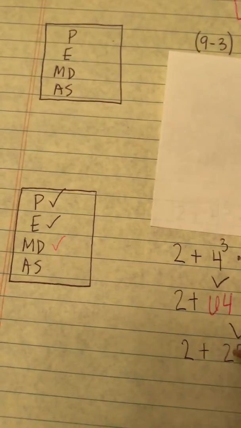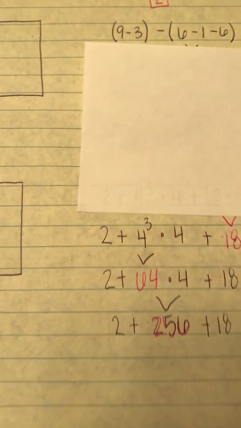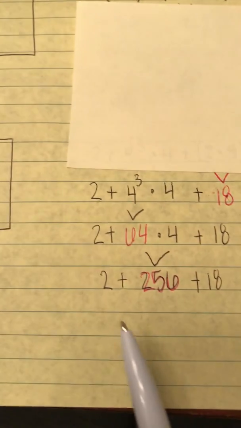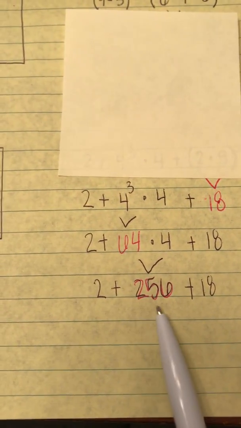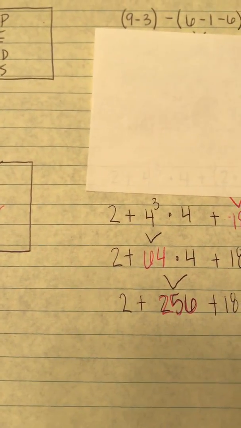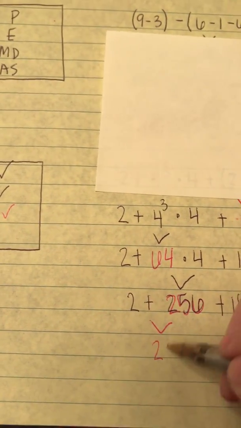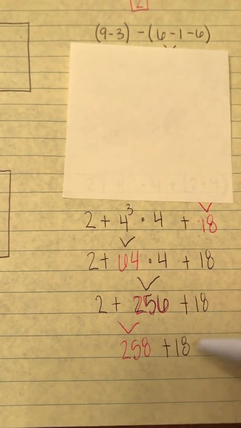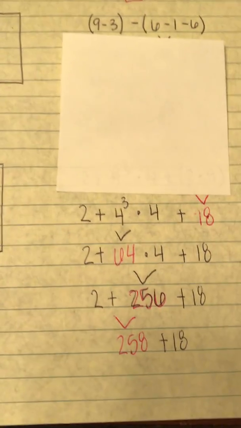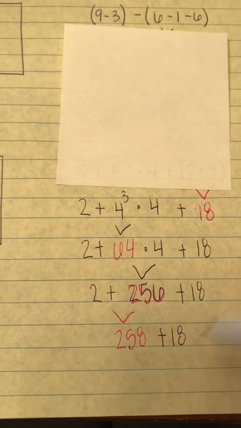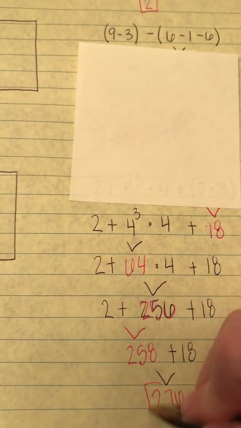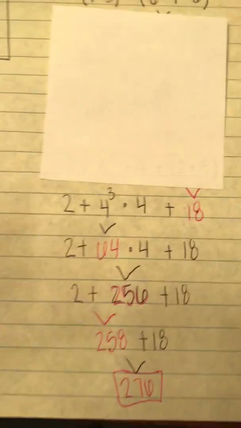Next, I'm going to do addition and subtraction from left to right. And again, I'm trying to keep with my colors here, so I want to write that down. Addition and subtraction from left to right. 2 plus 256 is 258. I didn't use the addition or the 18. And now 258 plus 18 is 276. And that is my final answer.